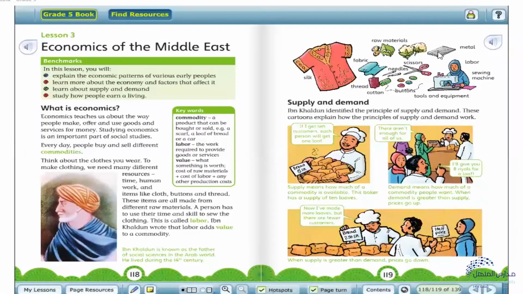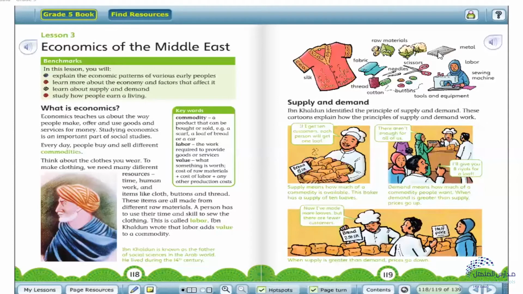This is for grade 5 social studies, unit 4, lesson 3, page 118 up to page 120. Basically, the lesson is based on the economics of the Middle East. There are quite a few things that we'll go through and understand, students of grade 5: the economic patterns, and also to learn more about the economy and the factors that affect it. And also we're going to learn about supply and demand, as well as how people earn a living.